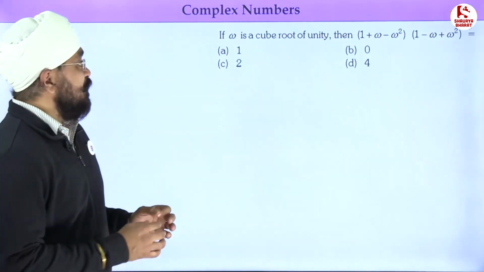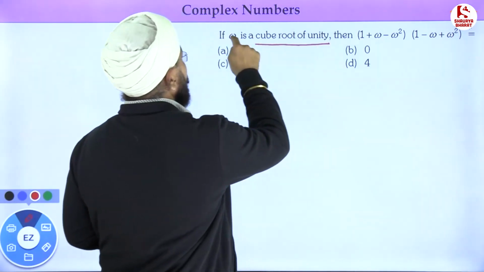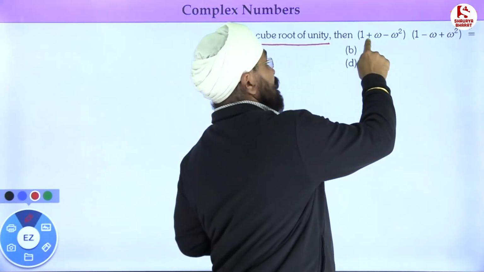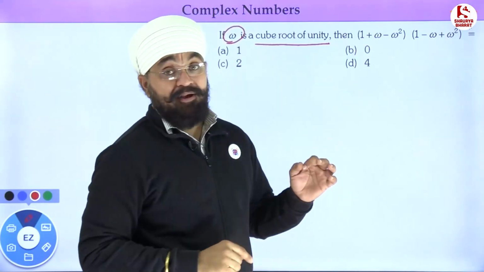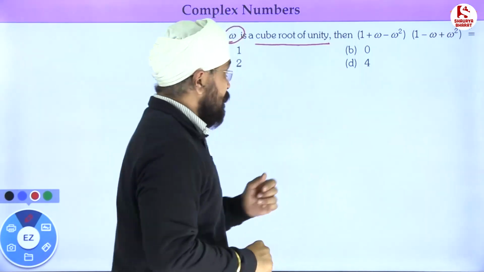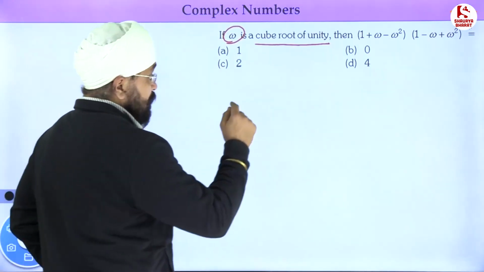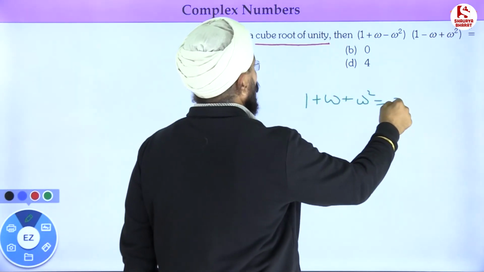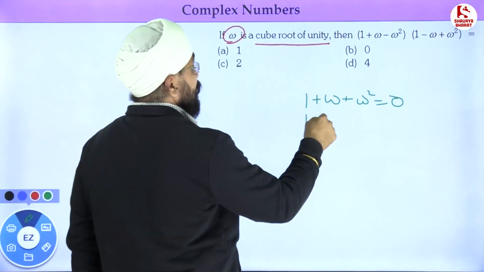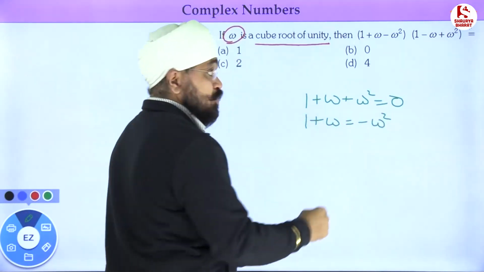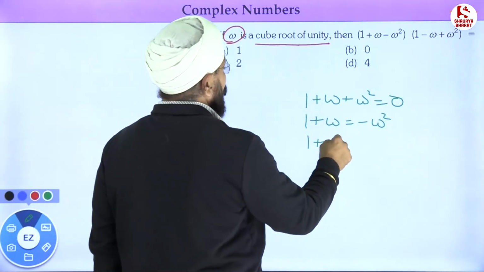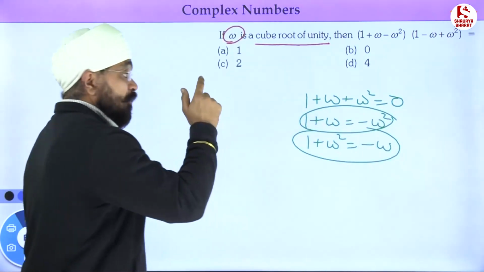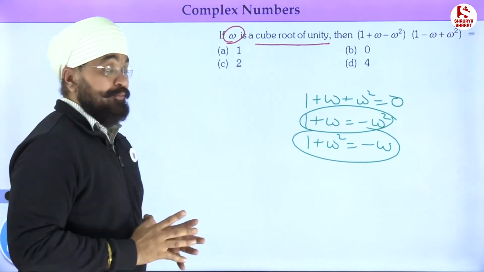Let's take a question which is dealing with the cube root of unity, that is omega. Now we have to get the value when 1 plus omega minus omega square is multiplied by 1 minus omega plus omega square. So I'm going to take care about the properties. First, we should recall the properties. The property for omega is 1 plus omega plus omega square is always 0. That means wherever we see 1 plus omega, I'm going to put minus omega square. And wherever we see 1 plus omega square, we are going to put minus omega. So I have derived these two things from the given important property of the cube root of unity.